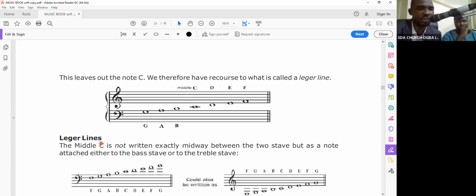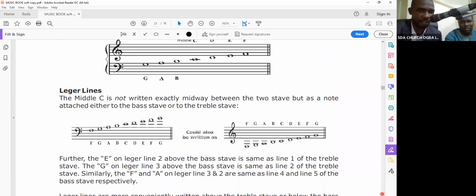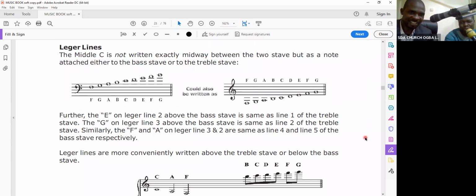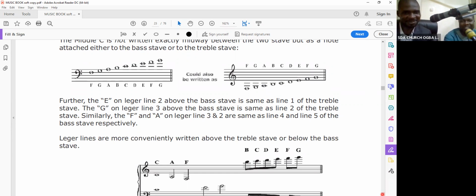So the middle C is not written exactly midway between the two staves, but as a note attached either to the bass stave or to the treble stave. So both staves have the right to the middle C. If we decide to draw the staves separately, the treble stave will possess the middle C, while the bass stave as well will have the middle C. I think this is also for music theorists. As singers, it may not be too specific for us, where and how the middle C can occur. It's for the music theorist how to place it here or there.